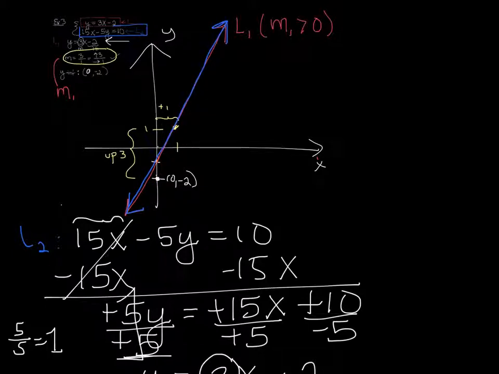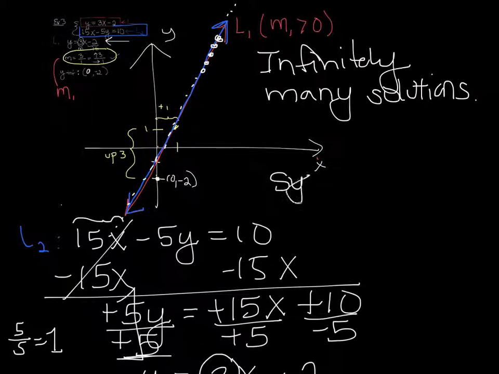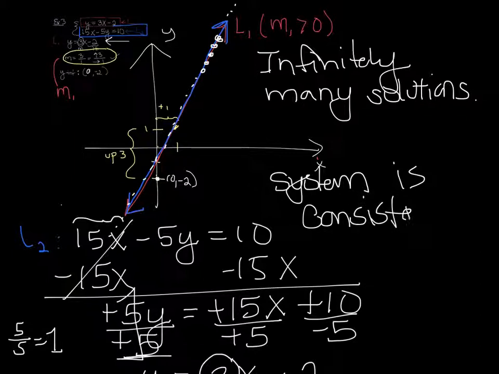And so where do they intersect? Well, they intersect here, here, here, here, everywhere, to infinity and beyond, like Toy Story. Because the line keeps going on forever. So here, how many solutions are there? There's infinitely many solutions. It doesn't just intersect at one point. It intersects at infinitely many points. And our system is consistent, because again, they intersect at every single point.